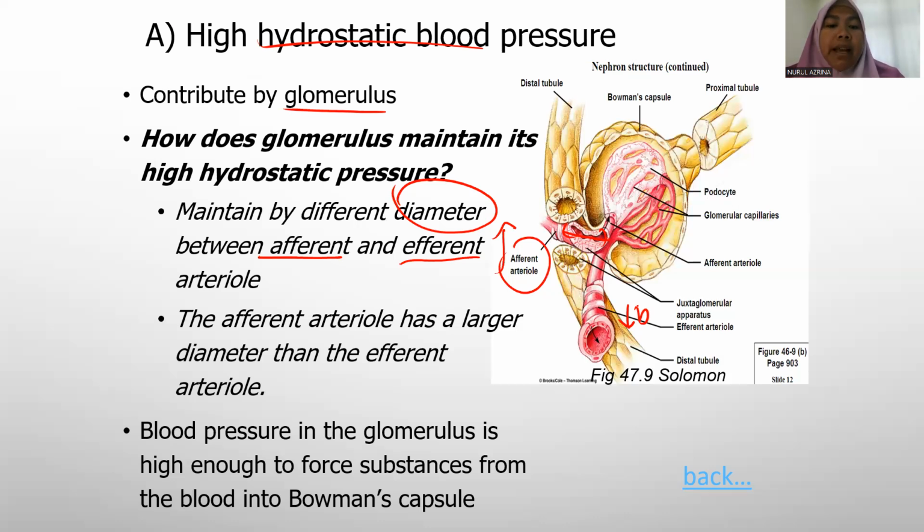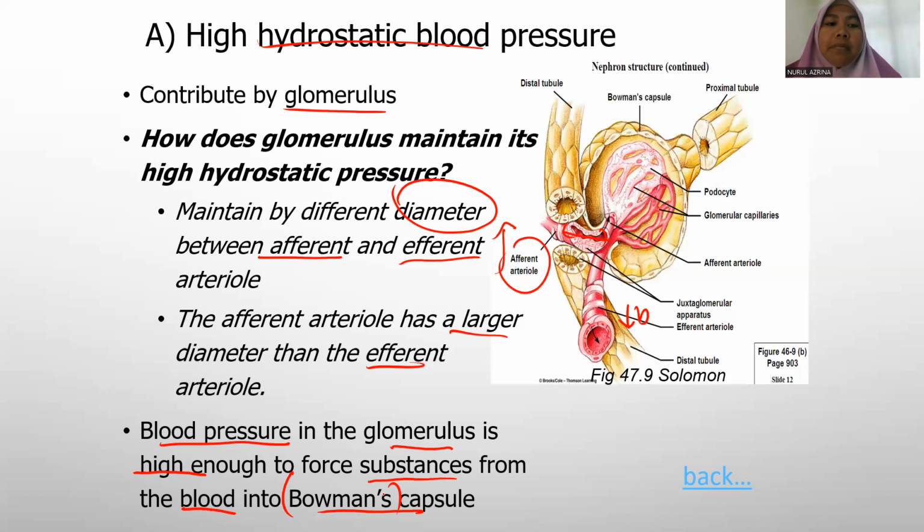So the afferent arteriole has a larger diameter compared to the efferent arteriole. So the blood pressure in the glomerulus is high enough to force the small substances, or small molecules in the blood, out from the blood into the lumen of Bowman's capsule. Please remember, Bowman's must be spelled with apostrophe S, Bowman's capsule.